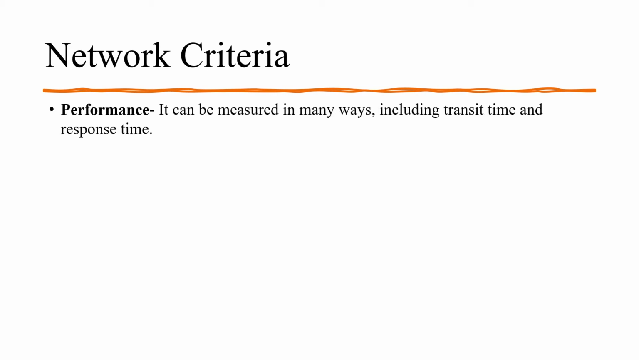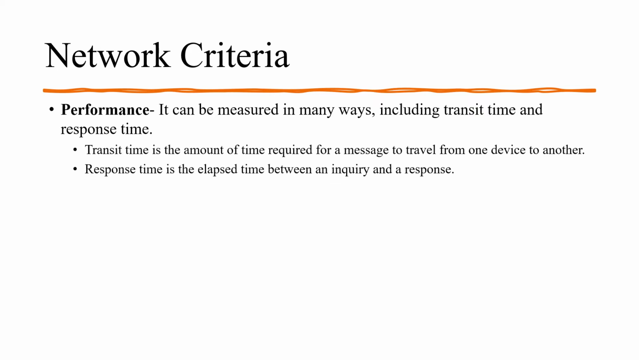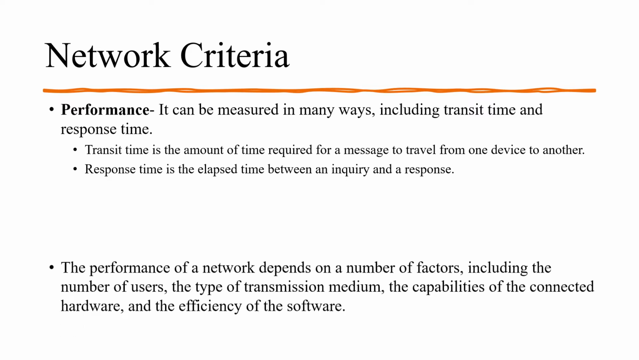Now let us discuss the network criteria. There are three in total. The first one is performance. Performance can be measured in many ways, including the transit time and the response time. The transit time is the amount of time required for a message to travel from one device to another, whereas the response time is the elapsed time between the inquiry and the response.